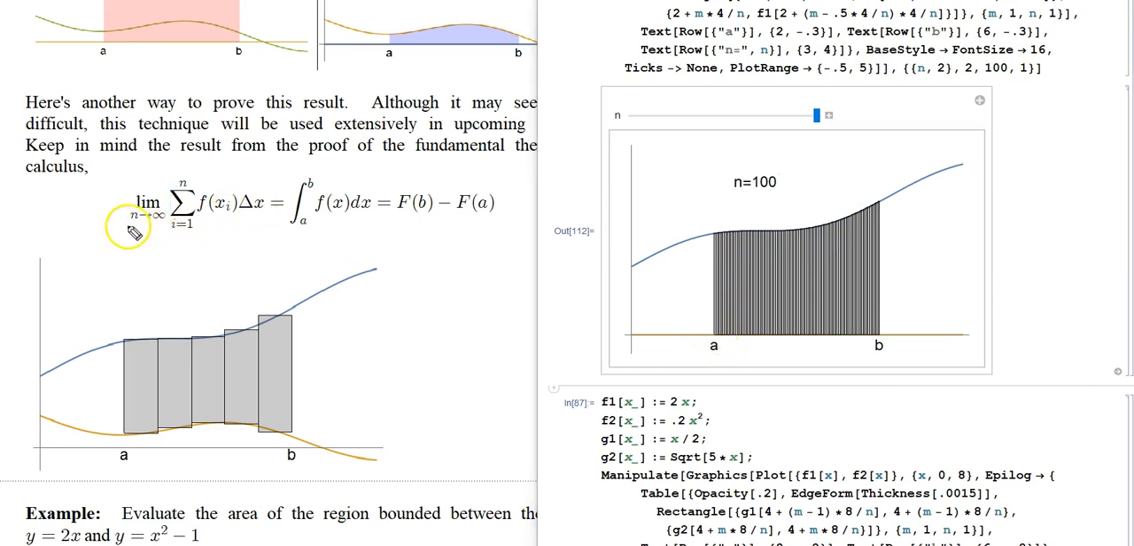So whenever you see something like this right here, you should think of this quantity right here as turning into this integral symbol right here, and the f of x, just change the xi into an x, so this is the function that you're integrating then, and the delta x becomes a dx. So now back to our proof of the area between curves.